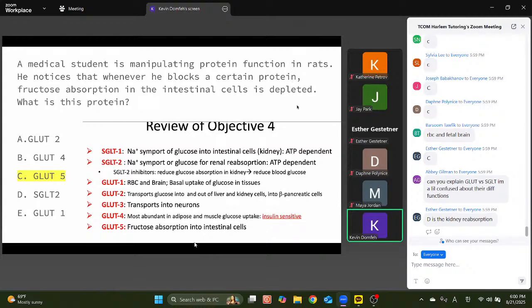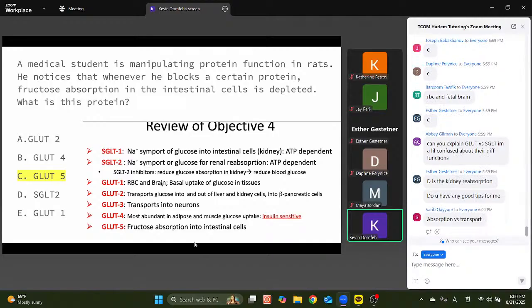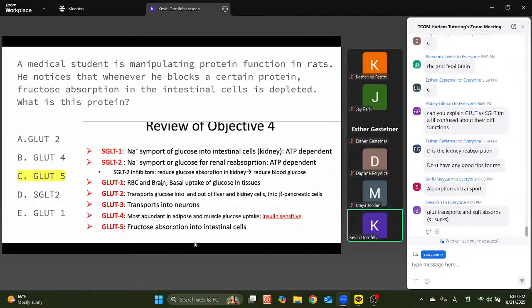SGLT2 and SGLT1 are going to be important for the symport transport of glucose in terms of reabsorption. Your GLUT transporters are basically going to be moving glucose in and out of certain organs. Also remember that your GLUT transporters are mainly passive. Your SGLT2 are going to be ATP dependent, which means they're going to need energy.